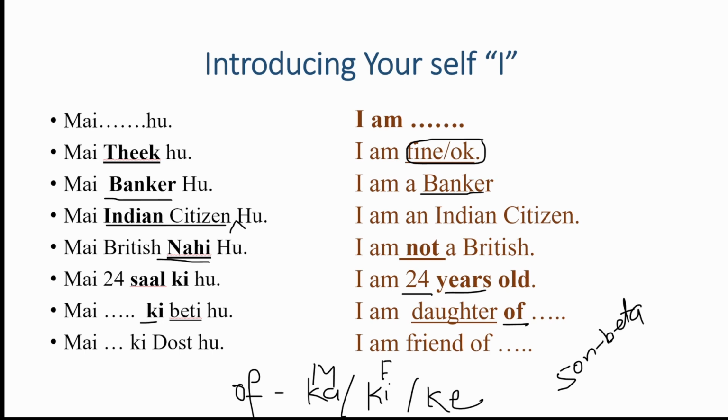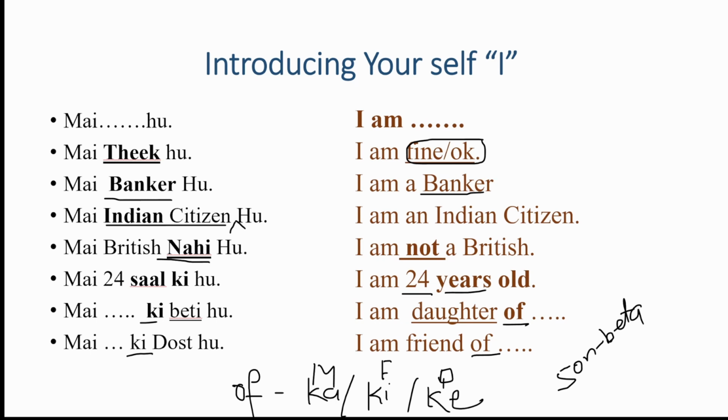Now if you want to talk about your friend, I'm friend of, so मैं, your friend's name, maybe Daniel, मैं Daniel की दोस्त हूँ. If you are a girl it will be की. If you are a boy, then it will be का. मैं Daniel का दोस्त हूँ. So for a girl the meaning of "of" will be की, for a boy it will be का, and for plural or for respect it will be के. I hope you got it.